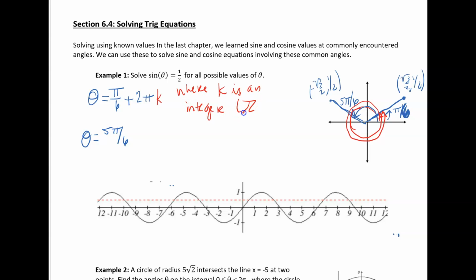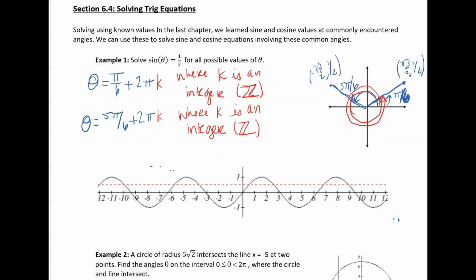And we sometimes say integer, it kind of looks like a double Z. The same thing is going to be true for 5 pi over 6. We could add plus 2 pi, and again, we could keep circling around, so that would be k. And we would say where k is an integer, but again, we could shorten integer as this kind of double Z looking. And that would be all the possible values where this would occur.